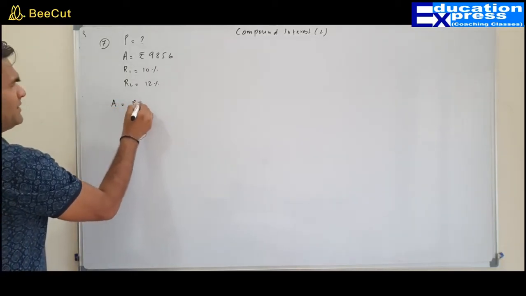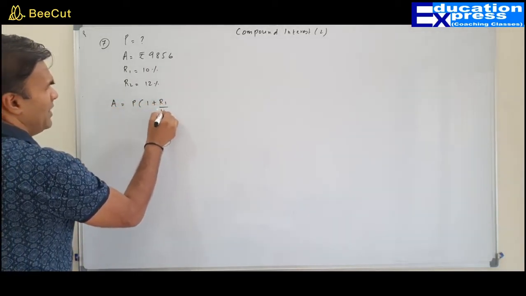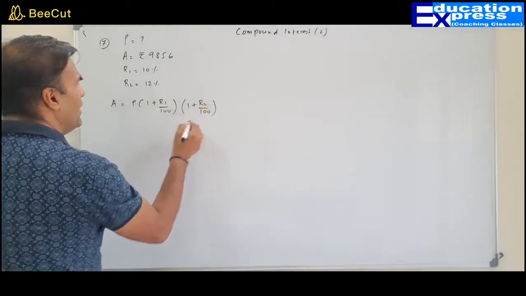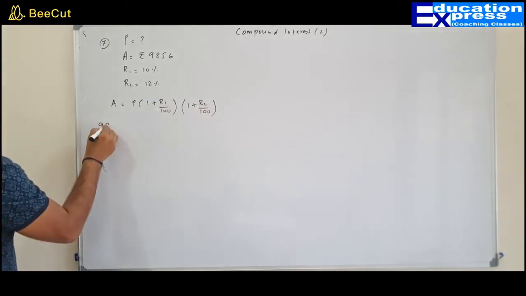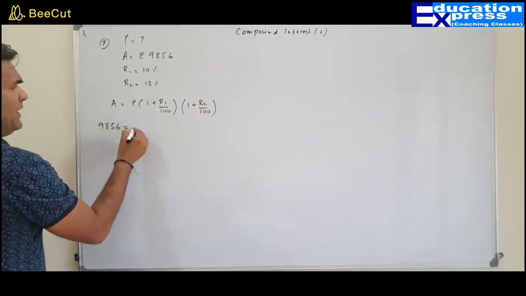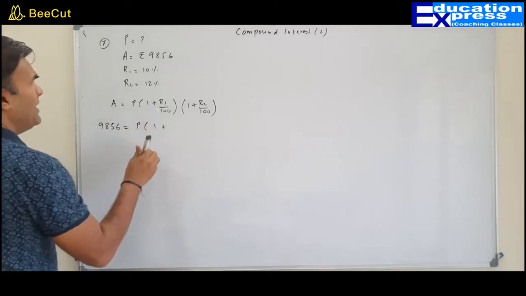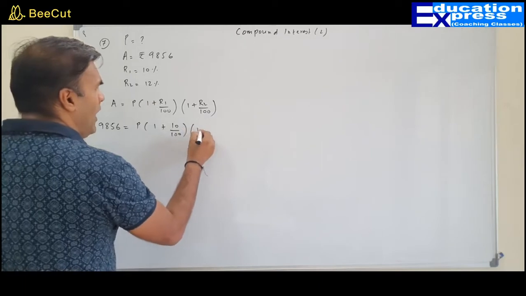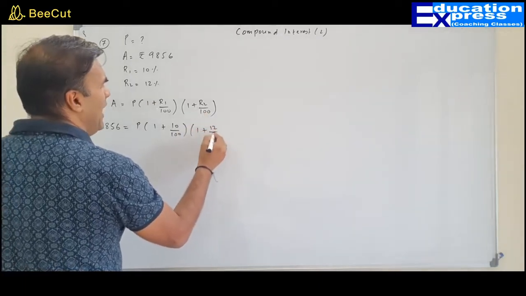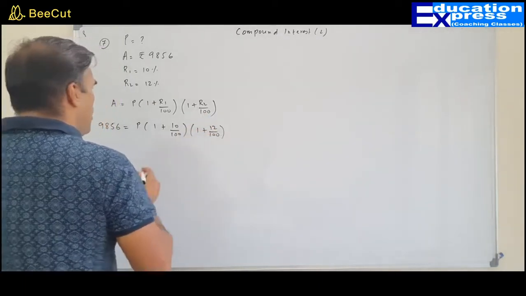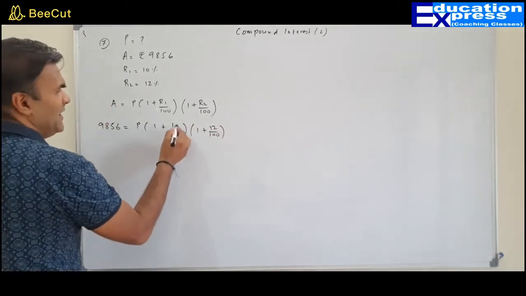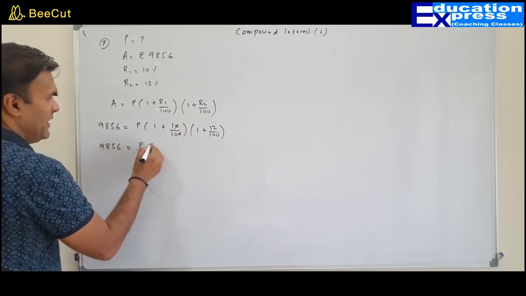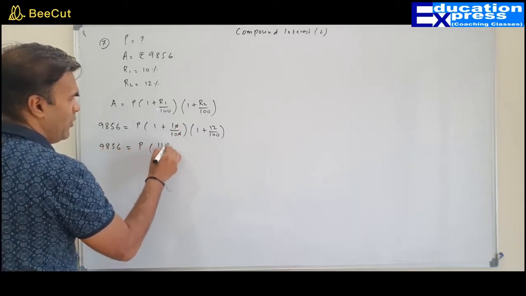Amount equals principal into 1 plus R1 upon 100, into 1 plus R2 upon 100. What is A? 9856. P not available. 1 plus R1 10 upon 100, 1 plus R2 12 upon 100. What to do? So now we can easily cancel this. 9856 can be written as P into 11 upon 10.